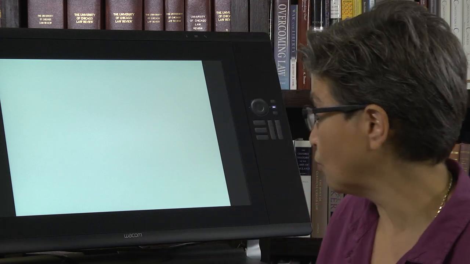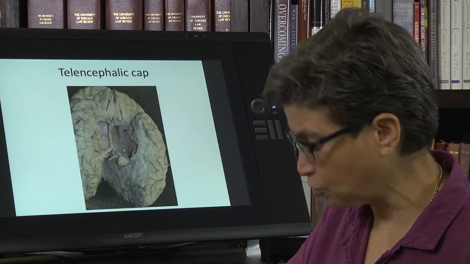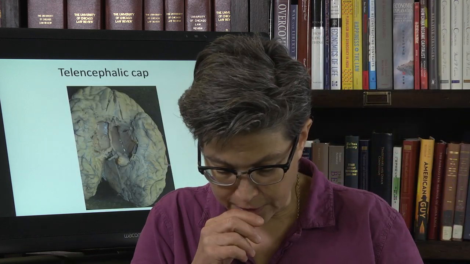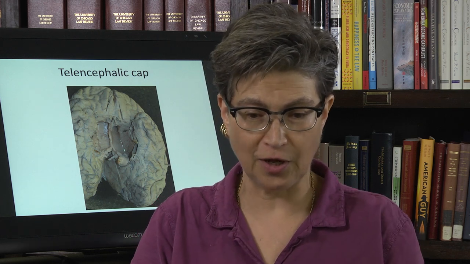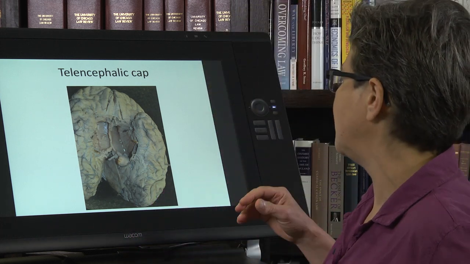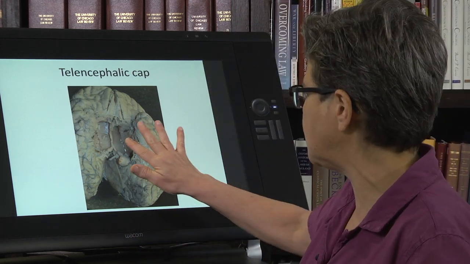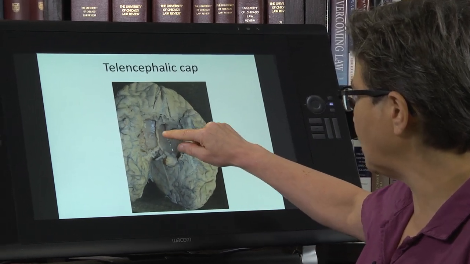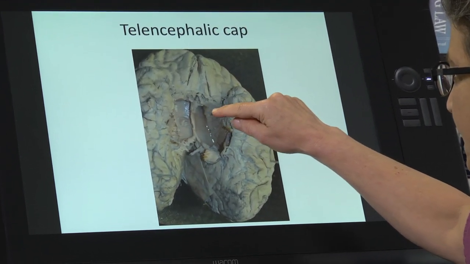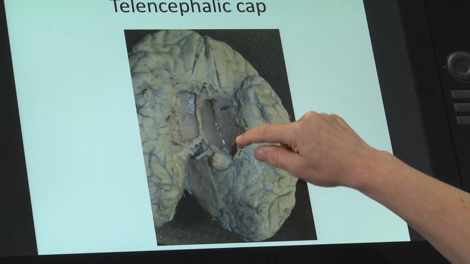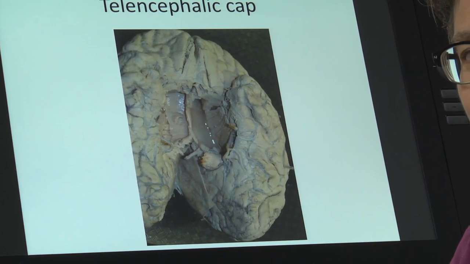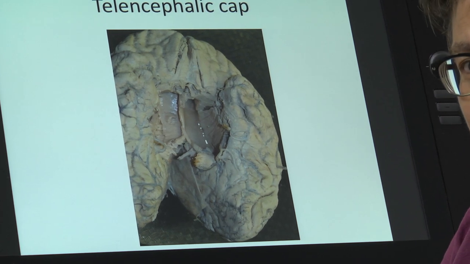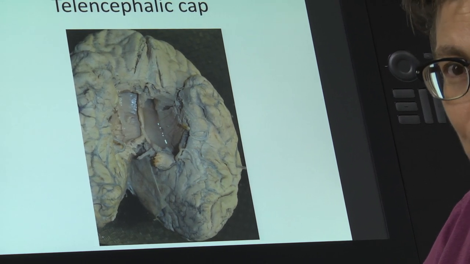Okay, so we're going to look at the non-cortical structures in the telencephalon. Before we do that, I just want to remind you that the telencephalon is the bulk of the brain. This is not a perfect dissection, but it's a good one. What I did here was cut the internal capsule, and by cutting the internal capsule, I removed everything but the telencephalon from the adult human brain.